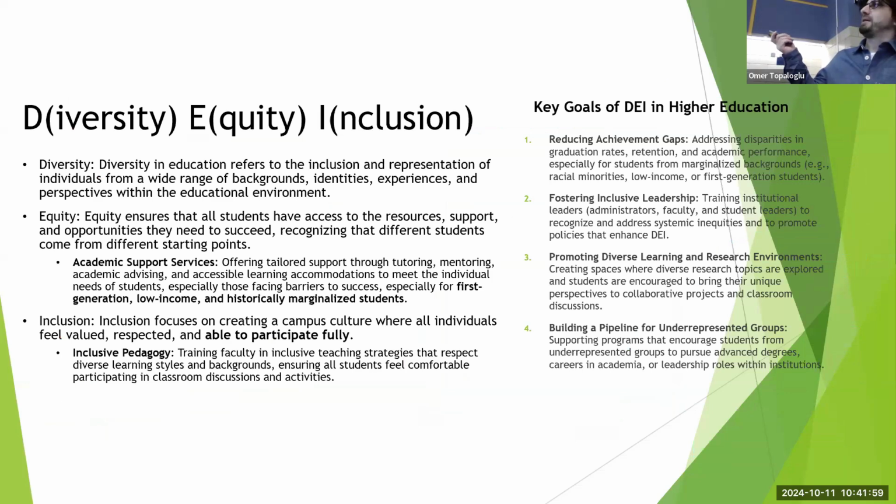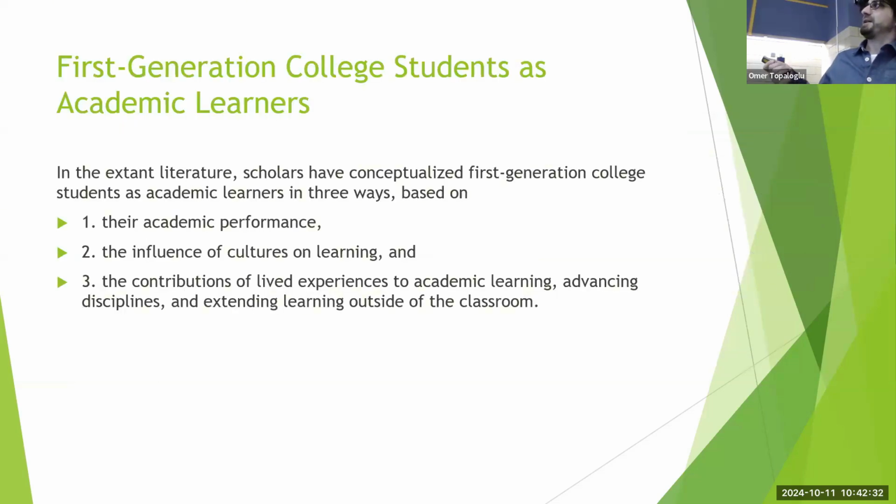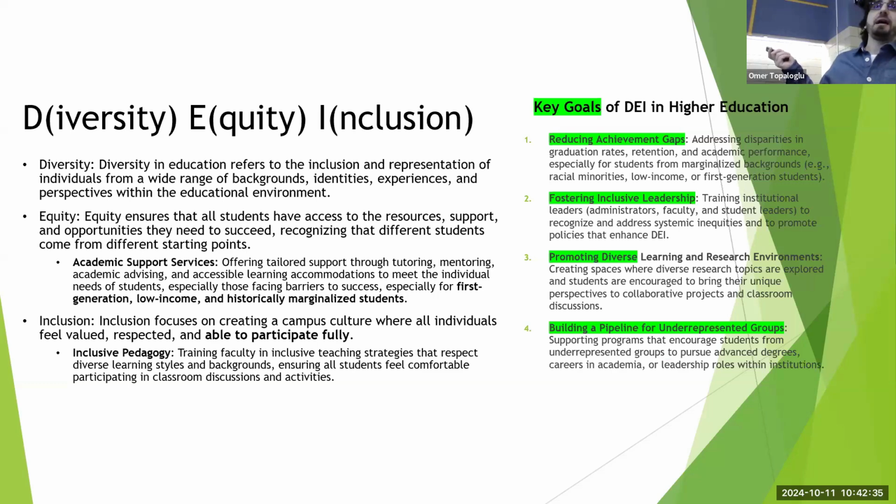And then, so here, DEI is another concern for Gen Alpha and Gen Z. So just some key goals here, for example, reducing achievement gaps for underrepresented groups, or how we can foster inclusive leadership, or how we can promote diverse learning in class, or how we can create a pipeline of underrepresented groups in higher education. These are the main goals of DEI in higher education, but these are not the only ones. Okay, but these are the ones that I'm going to point out.